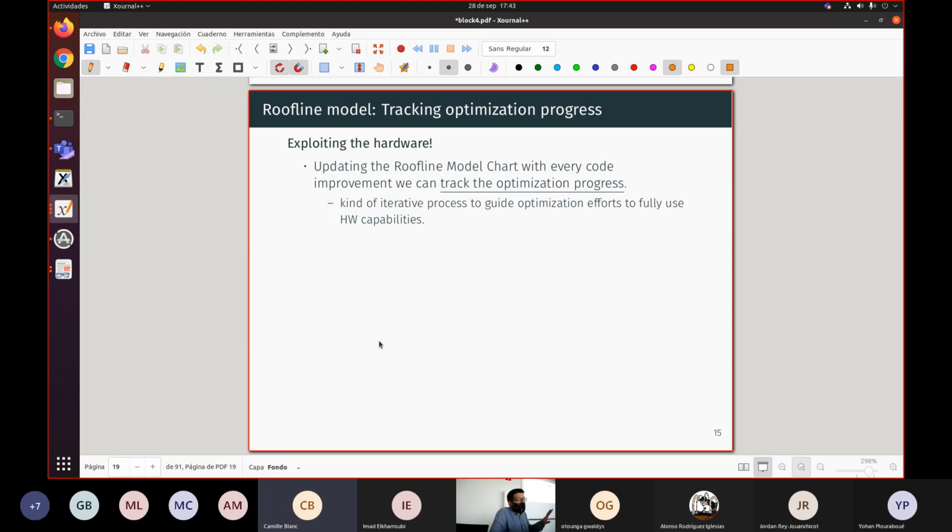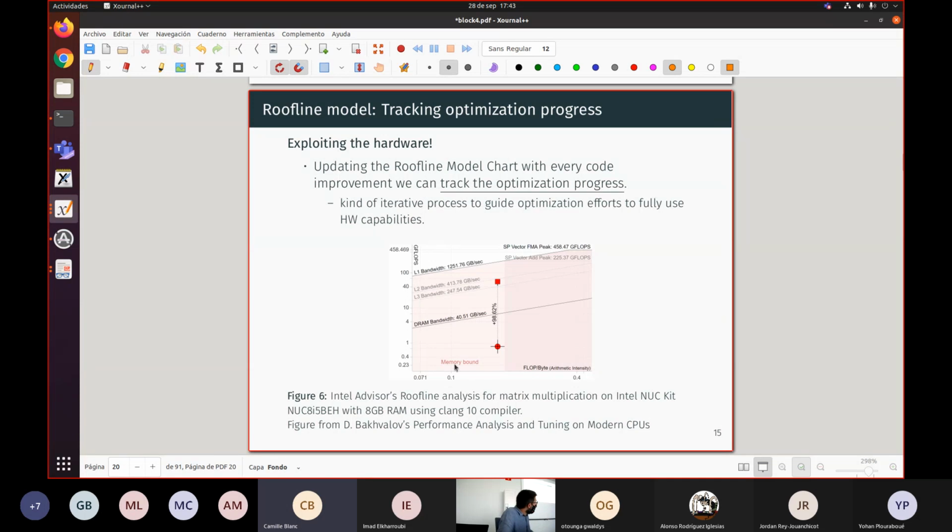So, finally, how to use all this information to track how you are optimizing your code. Usually you can put in the graph the different versions of your code. That way you are tracking how you're progressing. For example, Intel Advisor is able to do this for you. So you can put different versions, different iterations of your code. That way you are seeing your progress from a performance perspective.